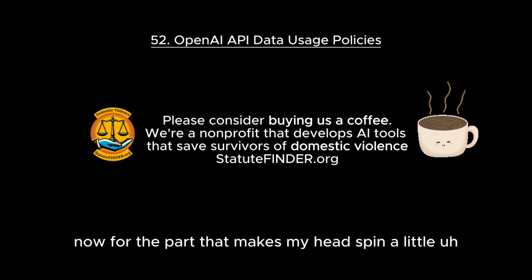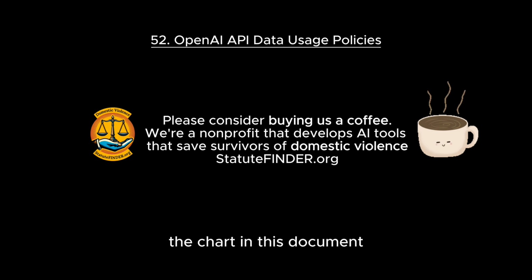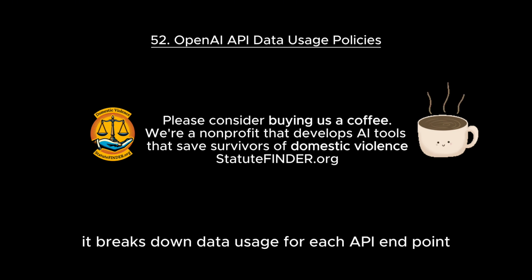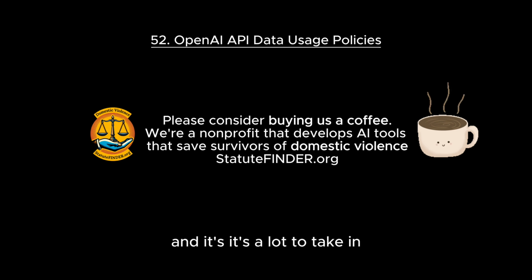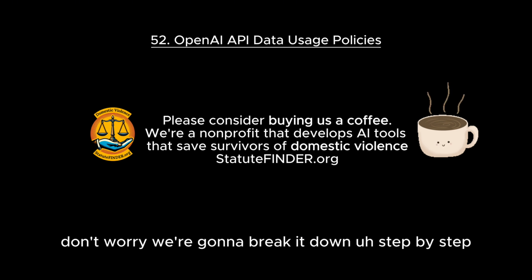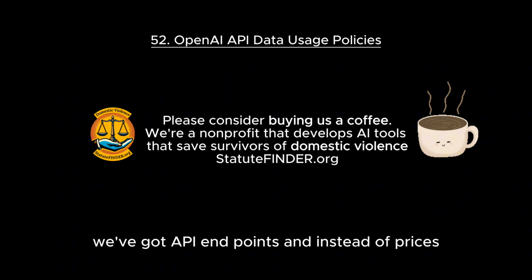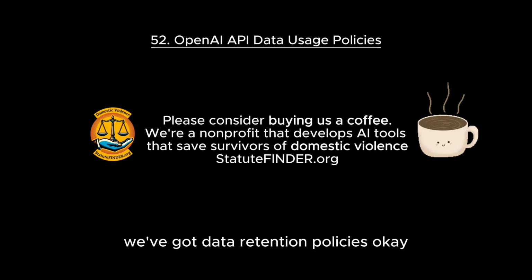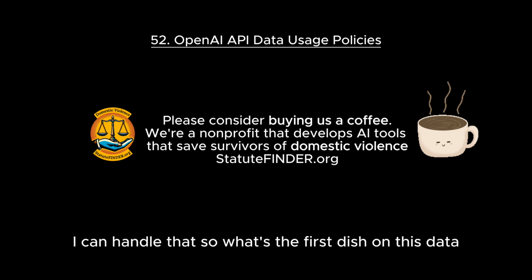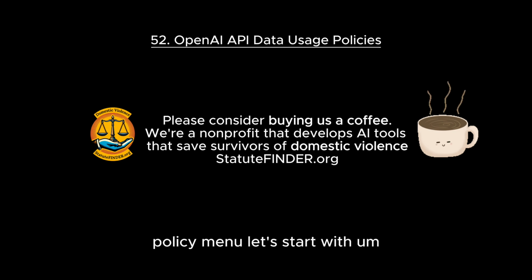All right, now for the part that makes my head spin a little, the chart in this document. It breaks down data usage for each API endpoint, and it's a lot to take in. Don't worry, we're going to break it down step by step. It's not as scary as it looks. Imagine it as a menu at a restaurant. Only instead of dishes, we've got API endpoints, and instead of prices, we've got data retention policies. Okay, I can handle that. So what's the first dish on this data policy menu?